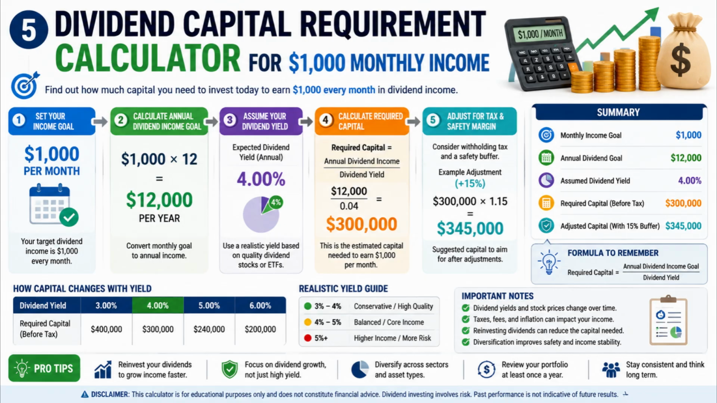Finally, review the portfolio at least once a year, monitor dividend payments, evaluate company performance, and remain consistent with the long-term strategy. Reaching a $1,000 monthly dividend target normally requires patience, regular contributions, reinvestment, and disciplined portfolio management.